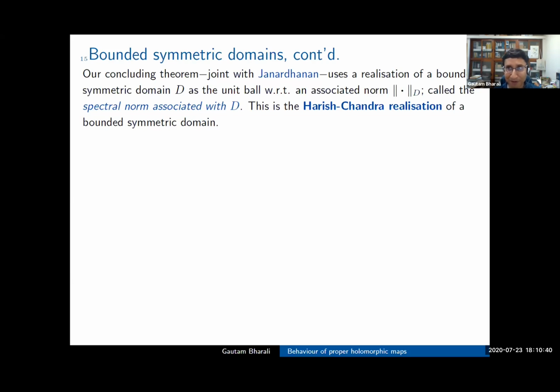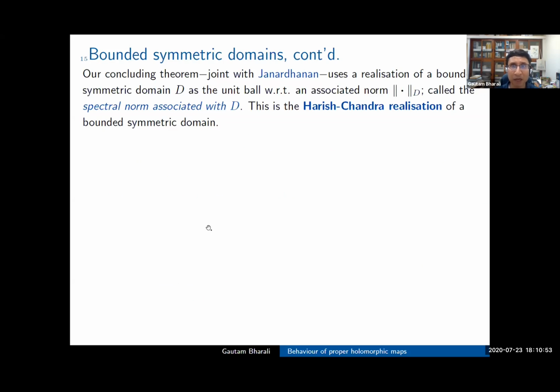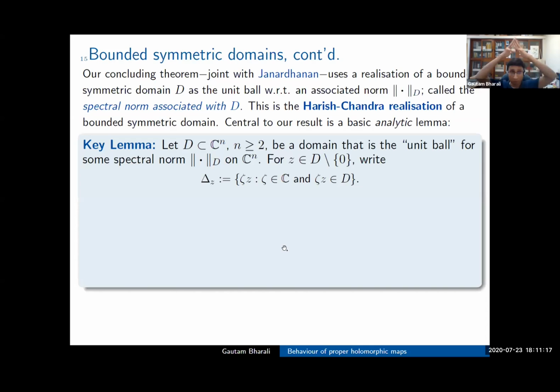I'm first going to talk about the mechanism of our result, and then I'm going to state our result. Our result does not use this description of the bounded symmetric domains, but uses an alternative description due to Harish Chandra. The Harish Chandra realization is a realization of an n-dimensional bounded symmetric domain as the unit ball in Cn with respect to some associated complex norm. This complex norm is called the spectral norm.